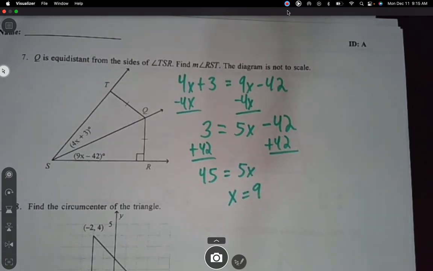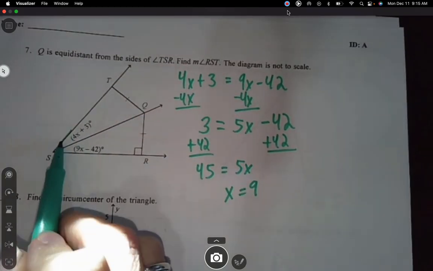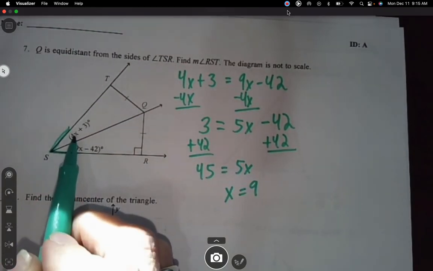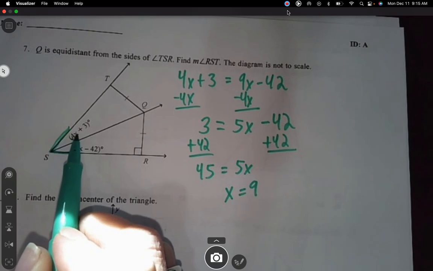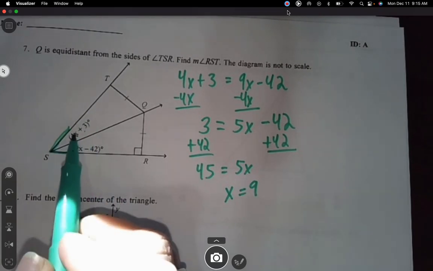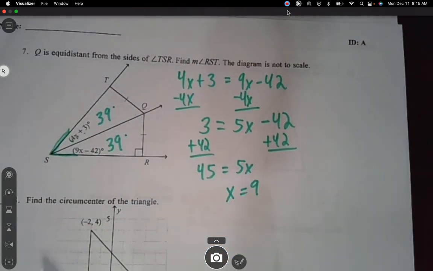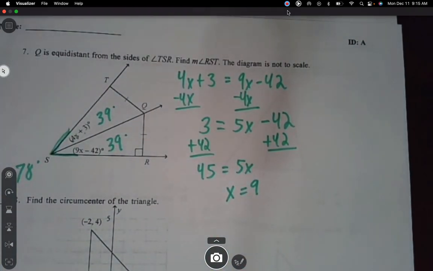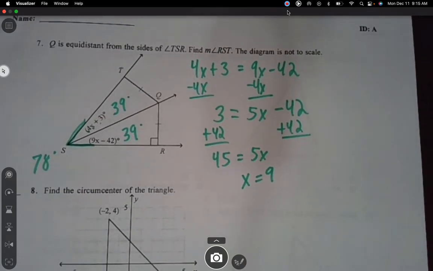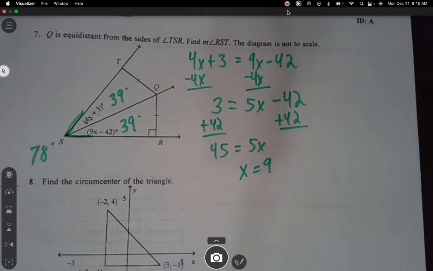9. It did not ask me for x, okay? Be very careful. What did it ask me for? RST. What is RST? Isn't that this whole big angle? So don't I need to find both of them? Well, they're the same. So I'll just plug it into this one. What's 4 times 9 plus 3? 39. If this one's 39, what's this one? 39. So what's the whole thing? 78. Look at y'all go. It is 78 degrees. So we just plugged x in and then found the whole thing. You have to make sure you know what it's asking for.